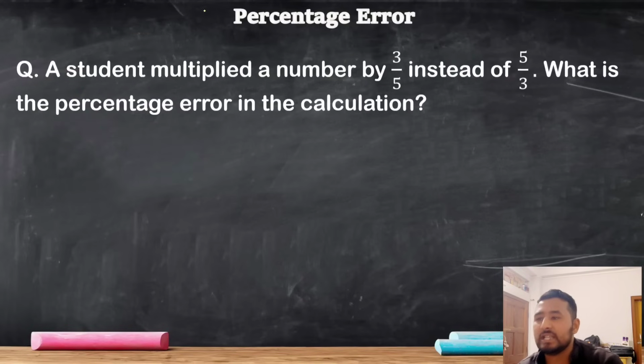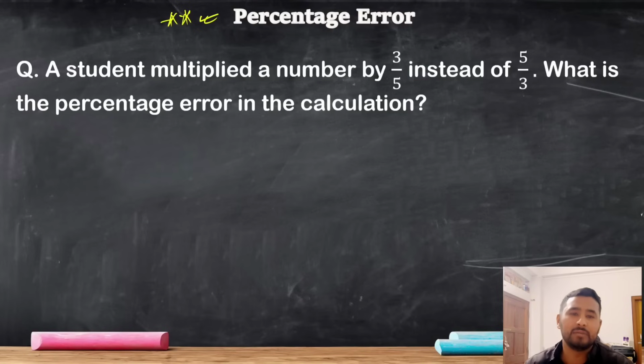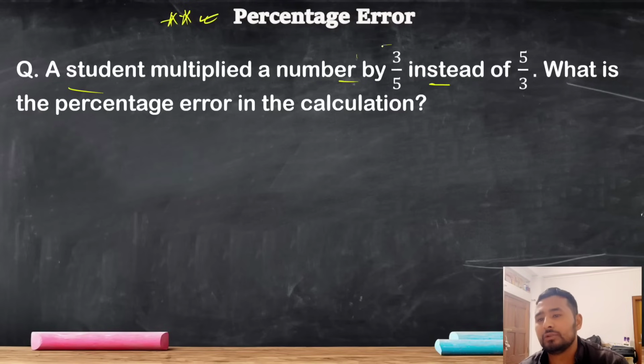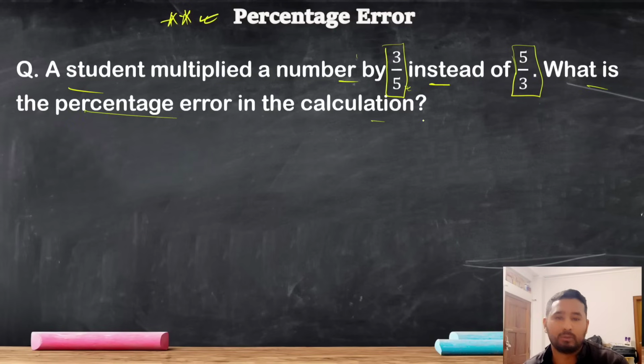Let's go now. Percentage error. Again, another important topic of percentage. This type of question you might get, okay, but I have not seen it in our Meghalaya exams. So let's see. A student multiplies a number by 3 by 5, you should remember, instead of 5 by 3. You understand, right? There's an error. The student should multiply by 5 by 3, but he has multiplied by 3 by 5. So what is the percentage error in the calculation?